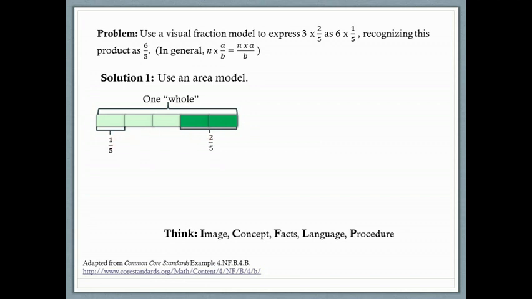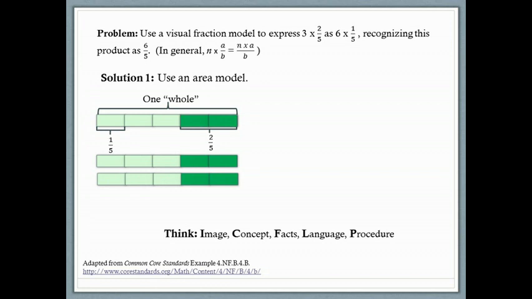To do the multiply, we want 3 of these sets of 2/5, and so we basically replicate that picture 2 more times, and now we have the graphical representation of 3 times 2/5, and we can write that symbolically as 3 times 2/5 this way.